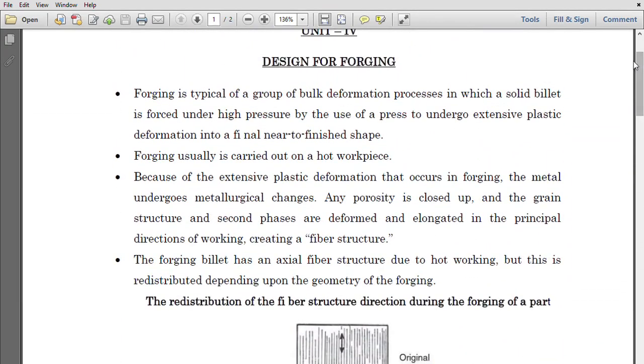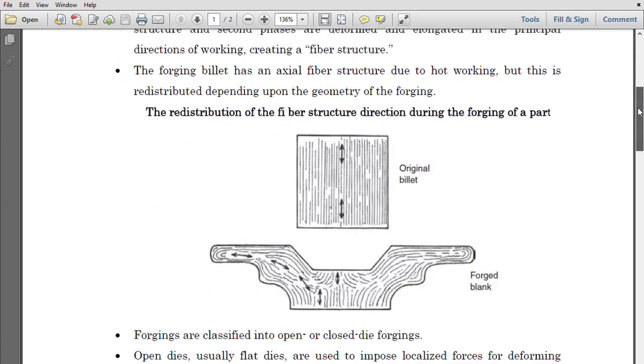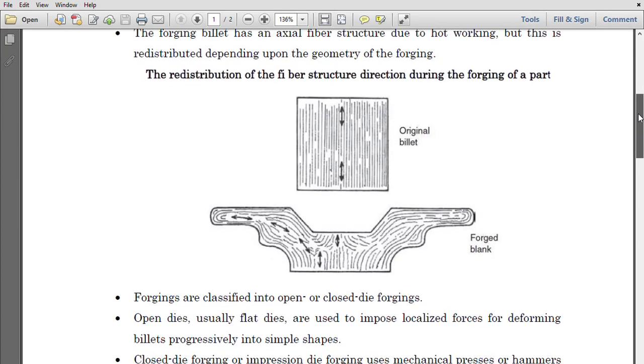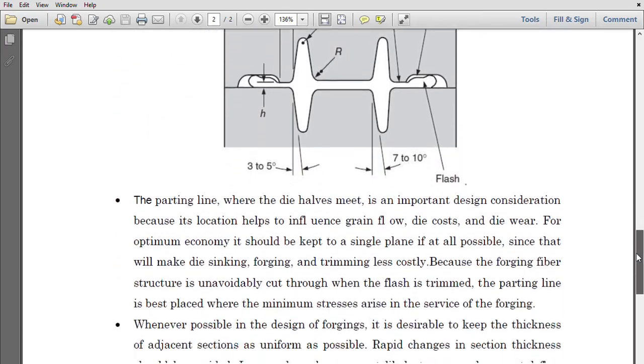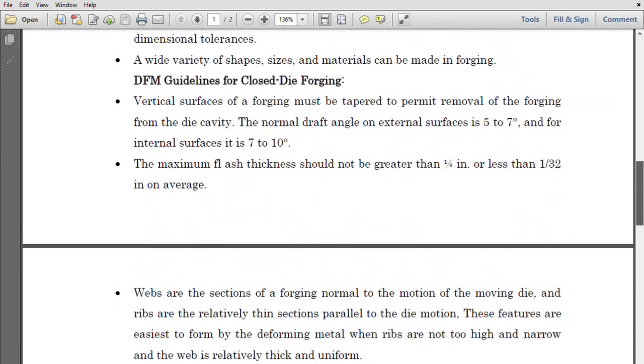Right? So students, in this lecture, we have seen what is a forging, what are the types of forging, what is the metallurgical change that a component or billet undergoes during forging, then what are all the DFM guidelines or design for manufacture guidelines for the closed die forging.